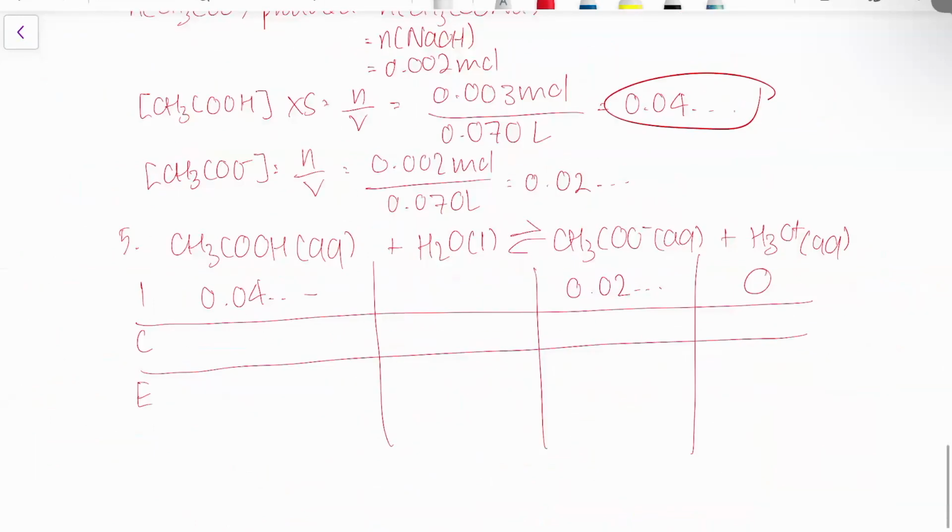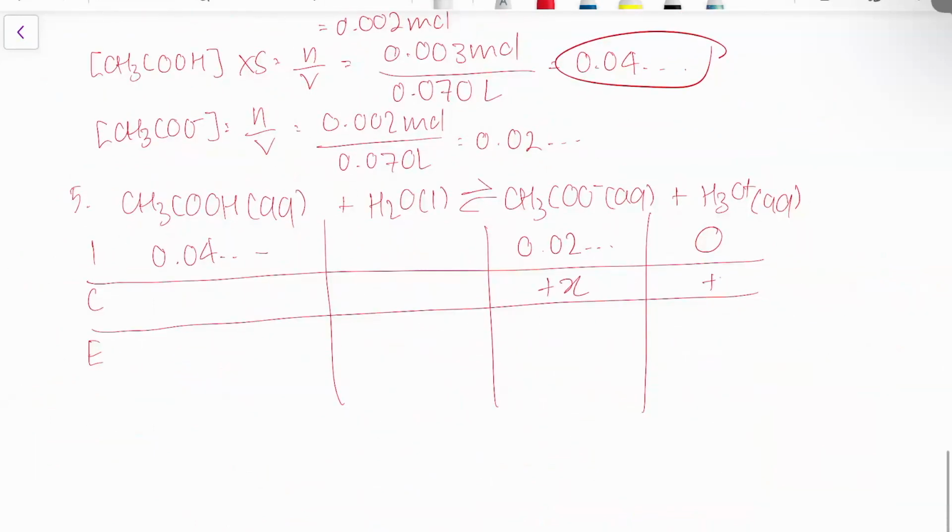Which means I'm still shifting to the right. So plus x, minus x. So this is 0.04 with all of your decimals minus x. This is 0.02 with all of your decimals plus x, and this is x. For me to solve for x, everything else after this goes back to what we're used to. Write your equilibrium expression, sub in your values, and solve for x. What's your equilibrium expression?